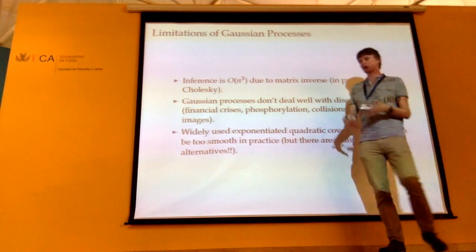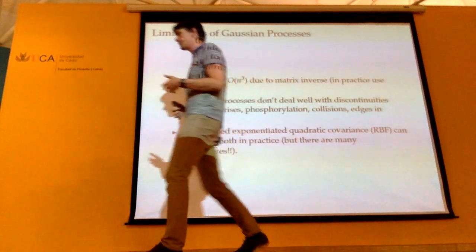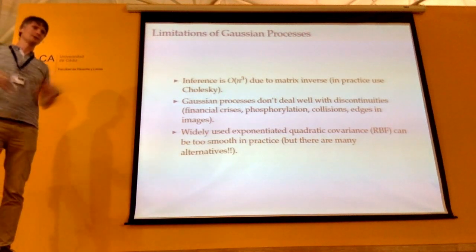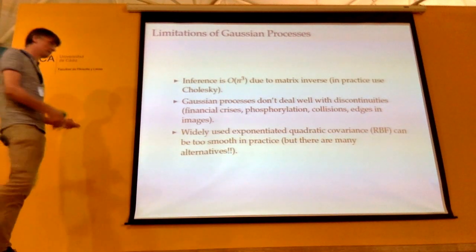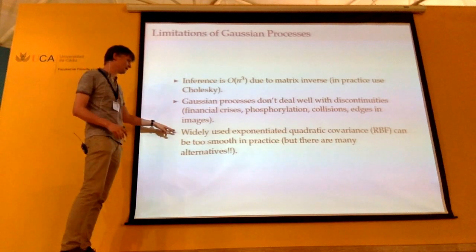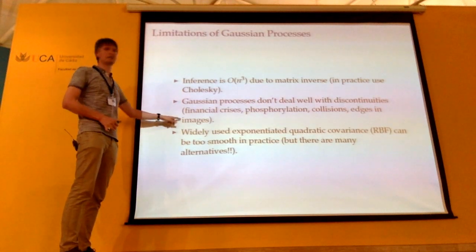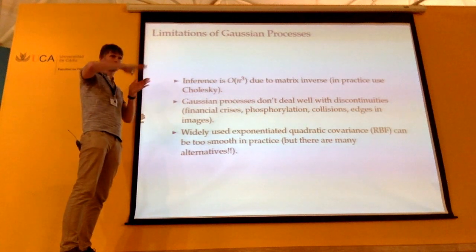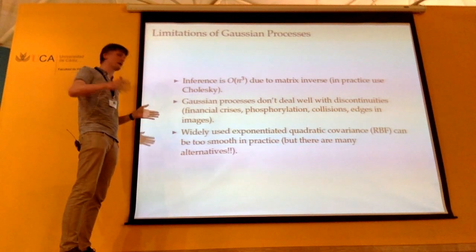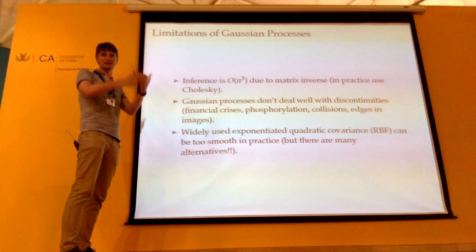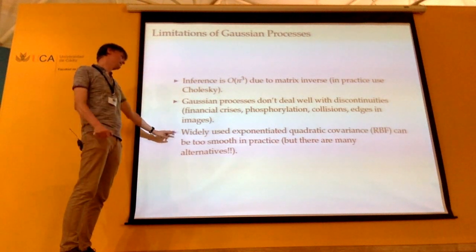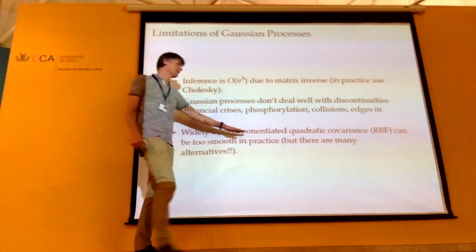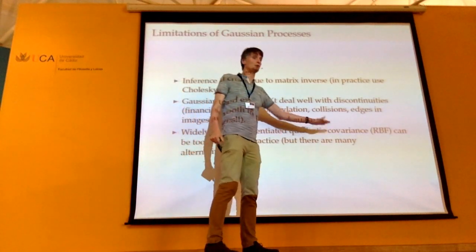So if you're trying to model motion capture, Gaussian processes are fantastic for modeling flying birds, but not so much for modeling, I mean, we do it, but there's problems when the feet hit the ground, right? Edges in images. If you're thinking about the image as being a Gaussian random field, which people have done, then you have trouble when you get to an edge, because that's a discontinuity. And actually as well, this exponential quadratic that we've been talking about can be way too smooth in practice.